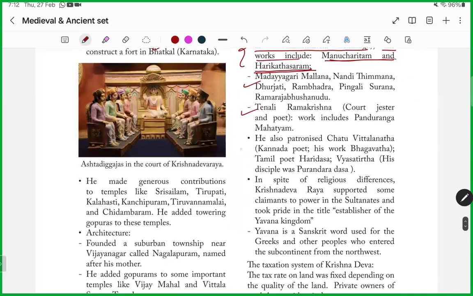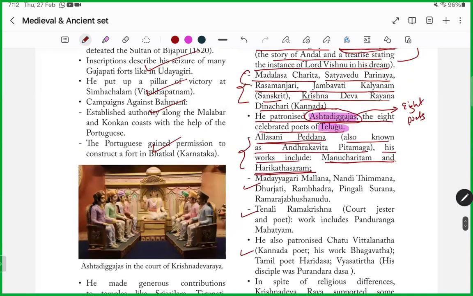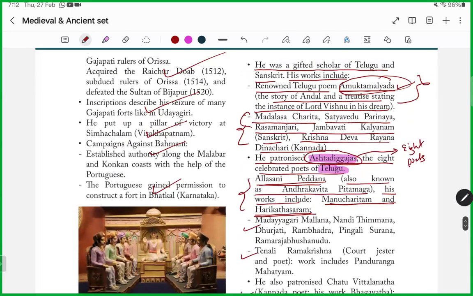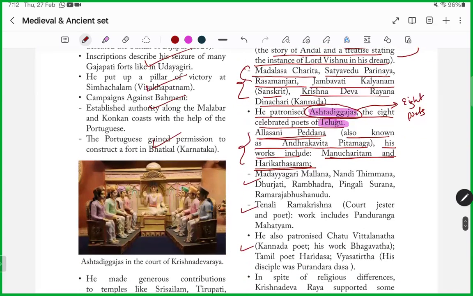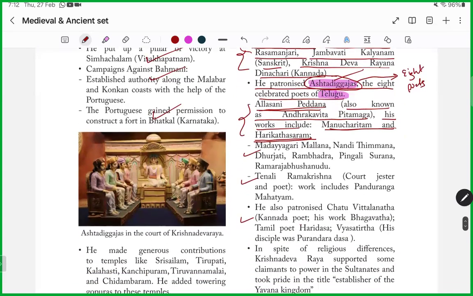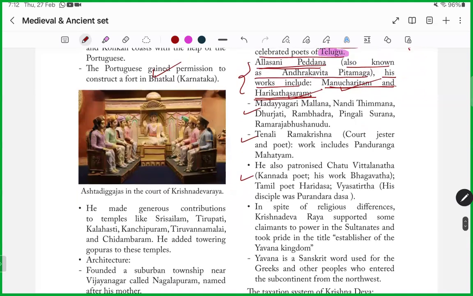The more important things to remember are a little about Amuktamalyada, then the Ashtadiggajas, and then I think Manucharitam and Harikatha Saram are also important. Questions can come from Manucharitam.